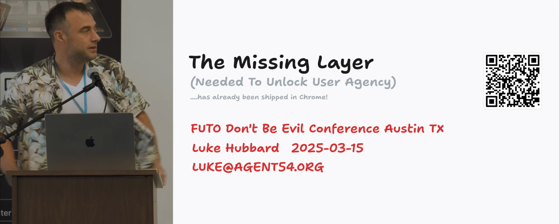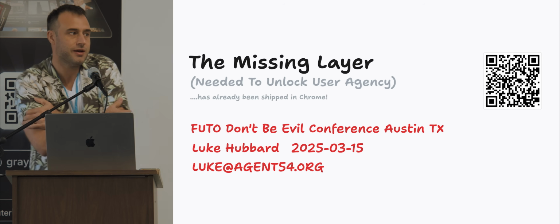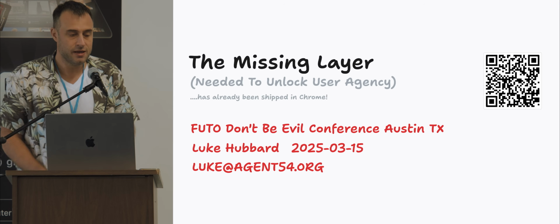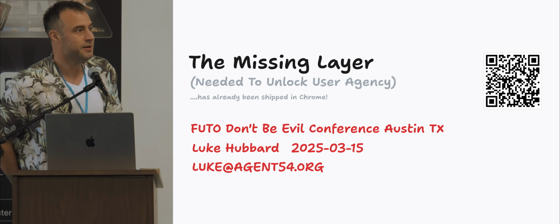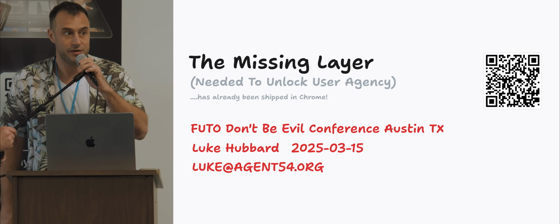So yeah, I'm Luke, and I'm here today to talk to you a little bit about, this talk is titled The Missing Layer, Needed to Unlock User Agency. And the good news is this layer has already been shipped in Chrome. And I'm going to tell you a little bit about it and how you can turn it on.